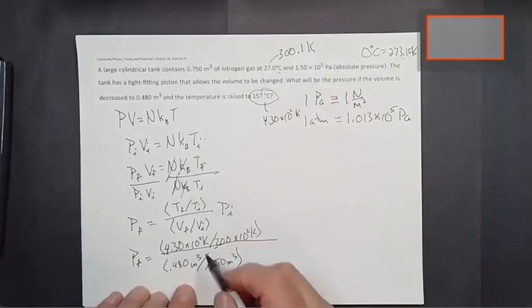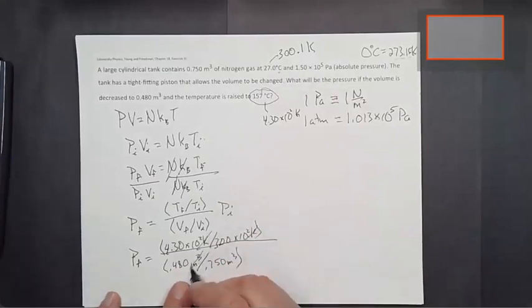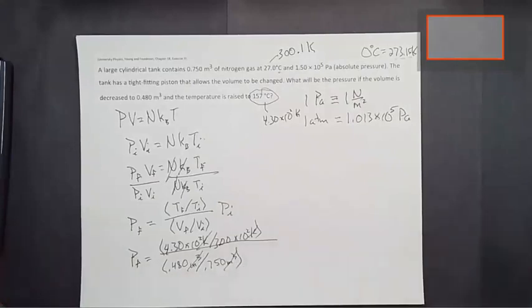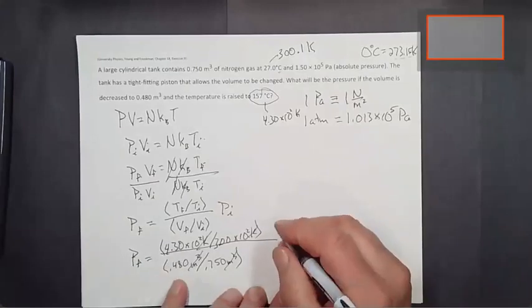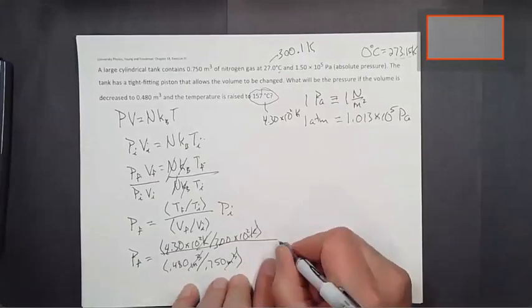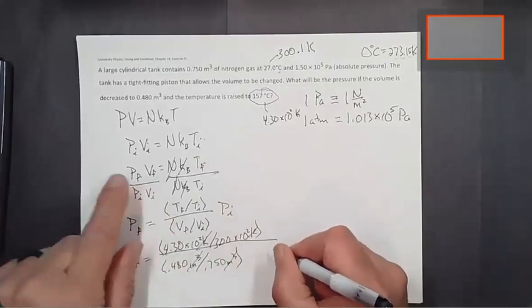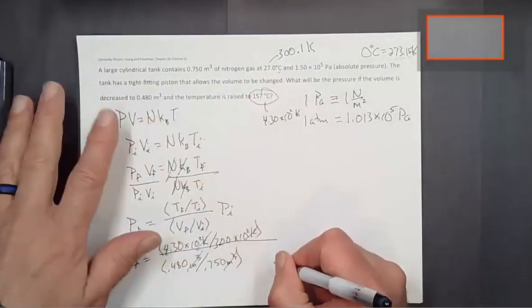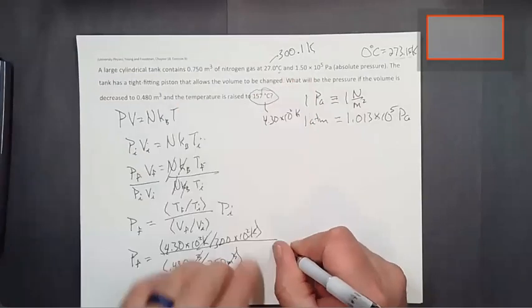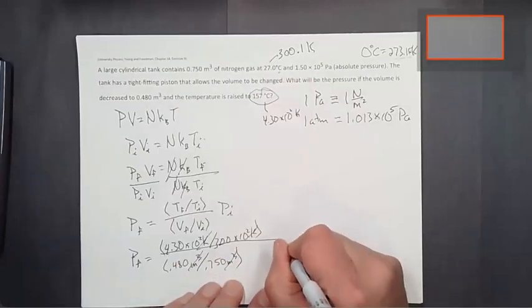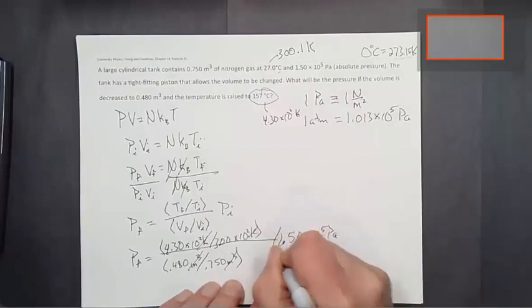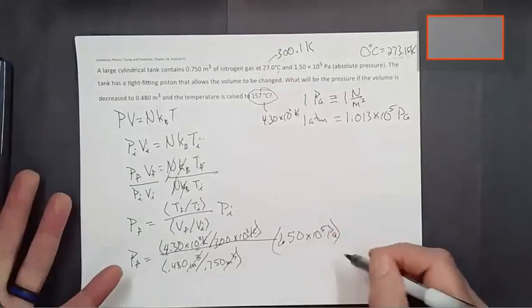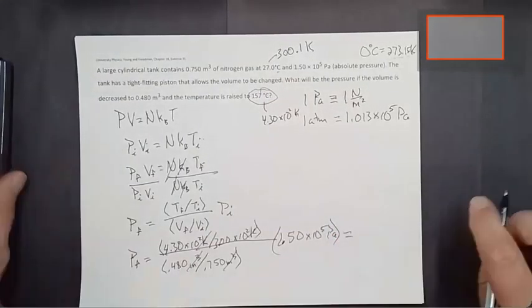And look at the units here. The Kelvin divide out, the meters cubed divide out. So I don't have any horrible unit conversions as I have on some of the earlier thermodynamics problems. And then I have to multiply by the initial pressure, which was 1.50 times 10 to the 5th Pascal. So this ends up not being a bad problem at all.